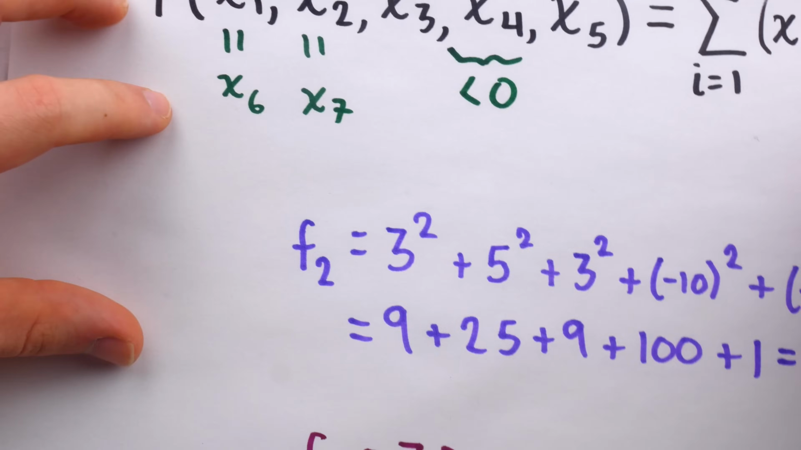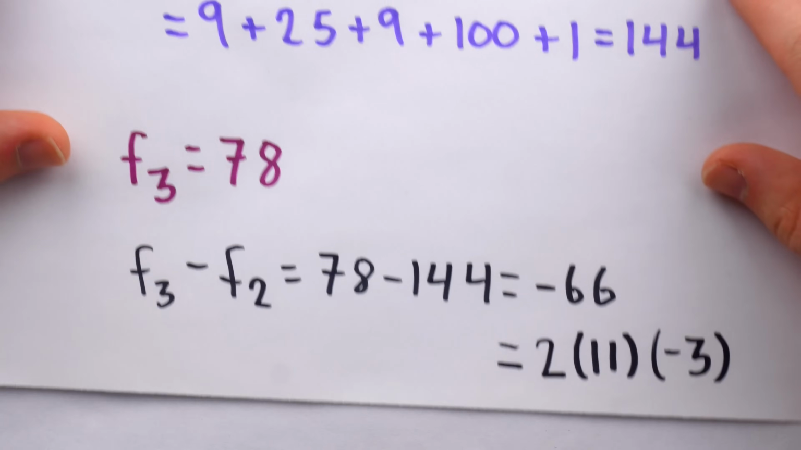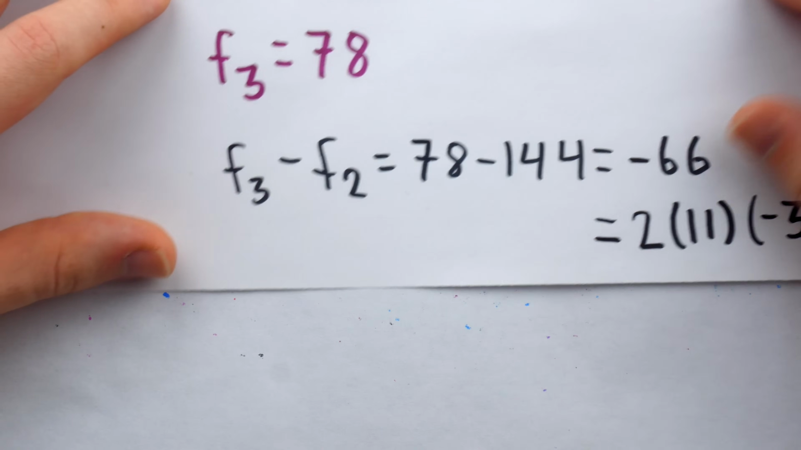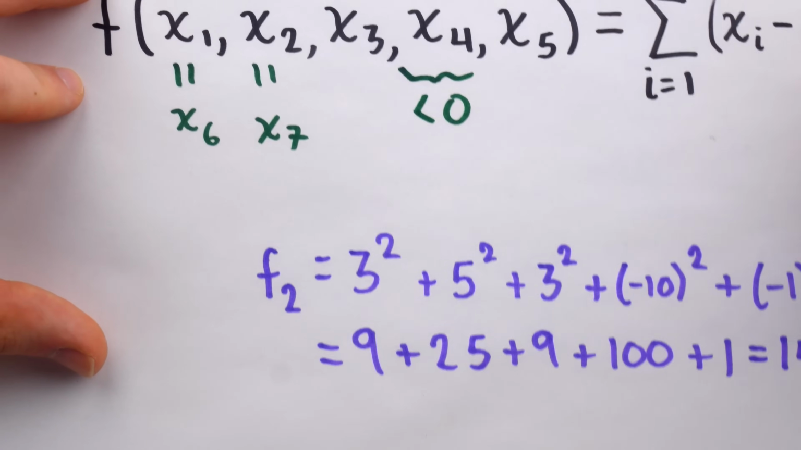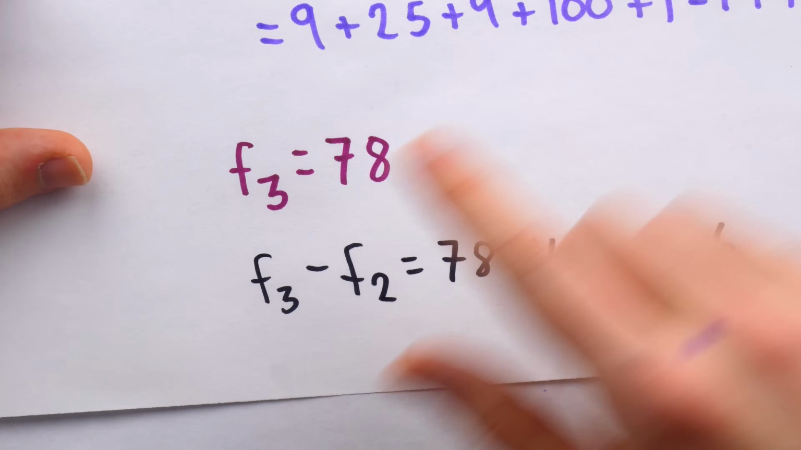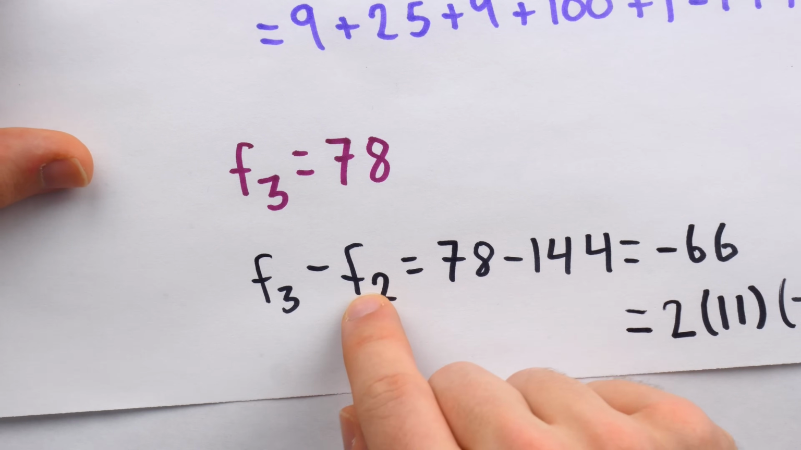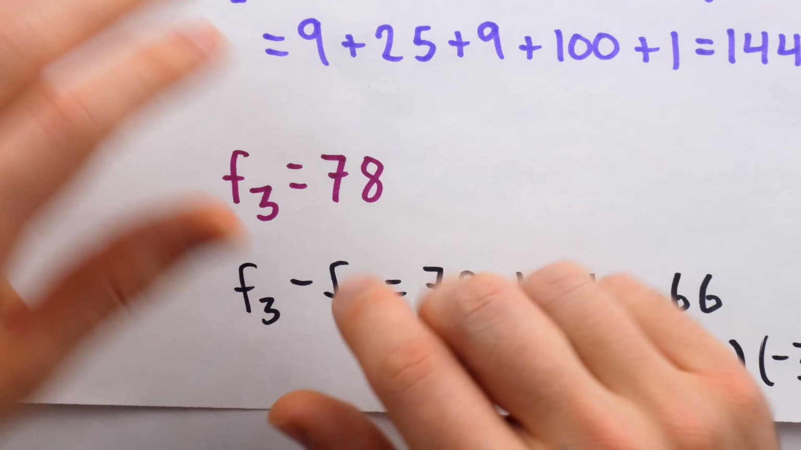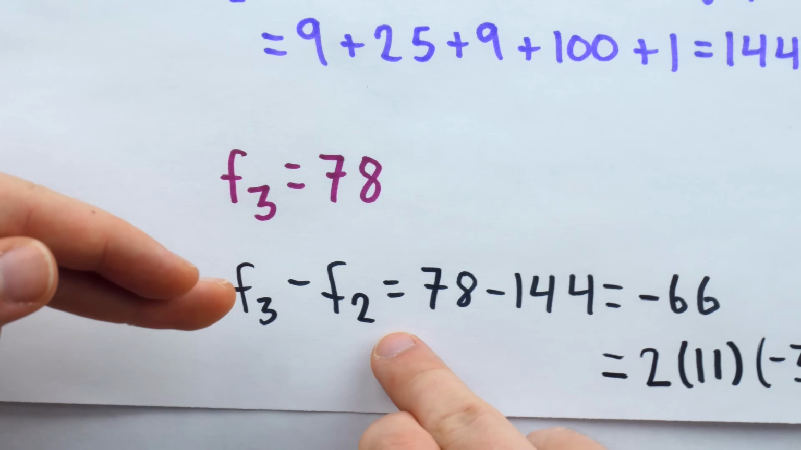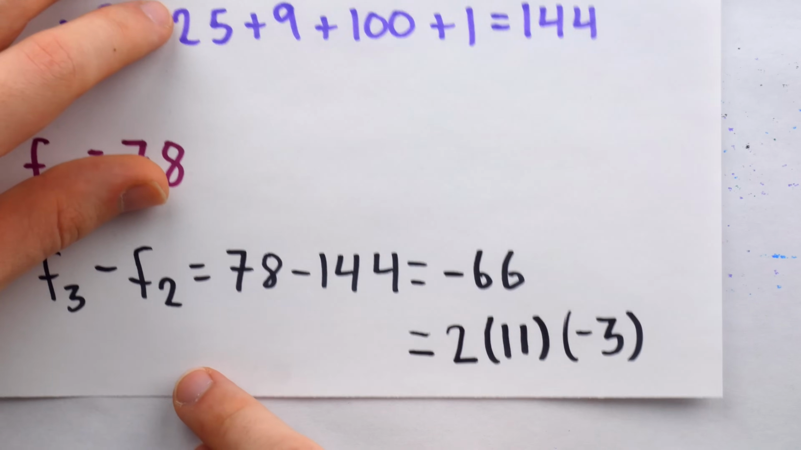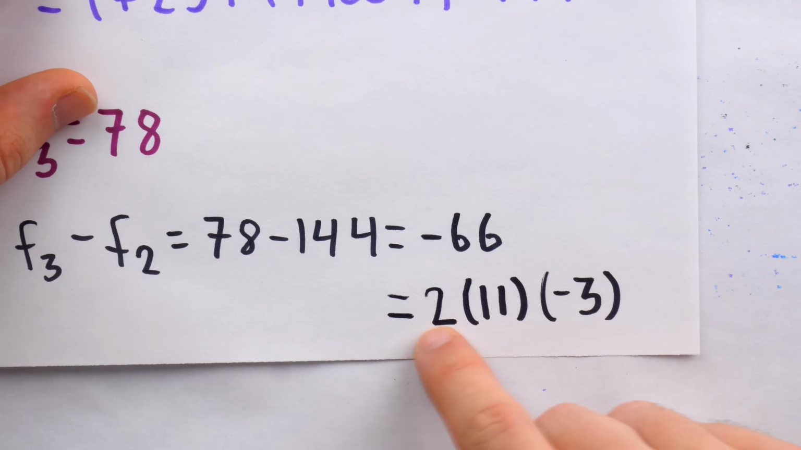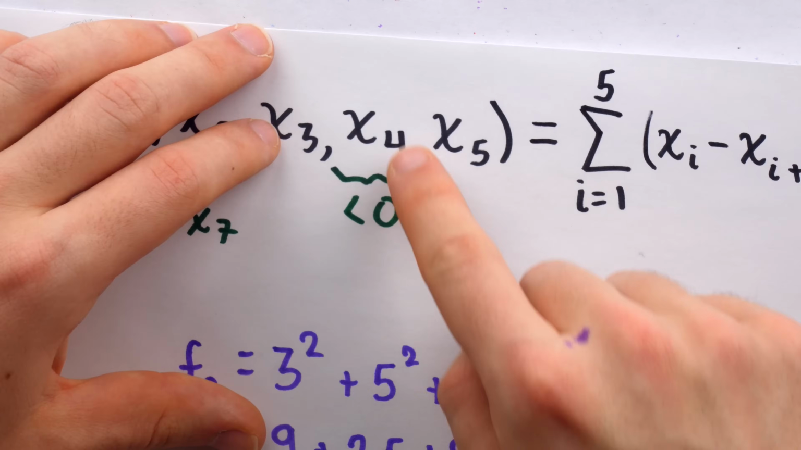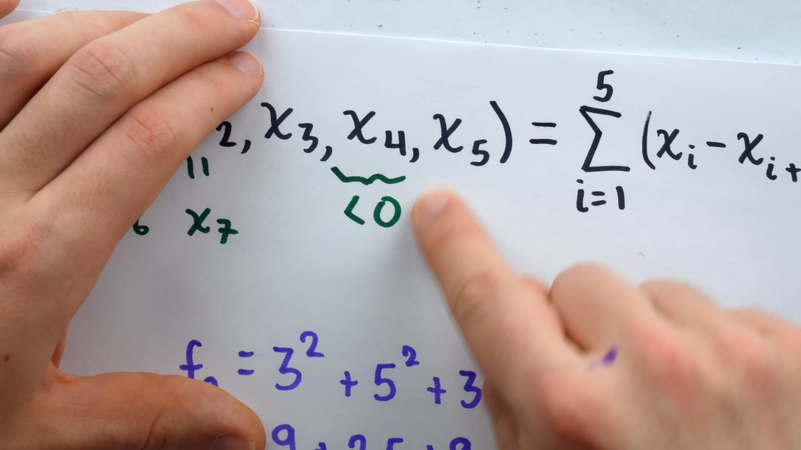Now, to show that this function would be decreasing in general, not just in this specific instance, we would want to look at the difference of consecutive terms of the function, just like we did here, f3 minus f2, and we would want that difference to be negative. One way that we could know for sure the difference is negative is if we knew that it was a multiple of some positive numbers times x4, because x4 has to be negative.